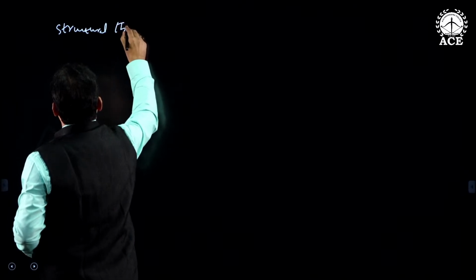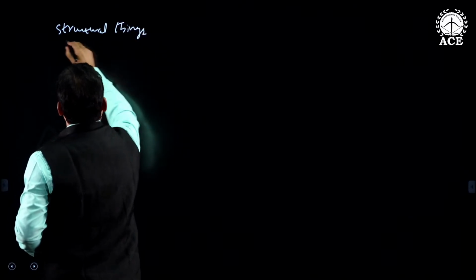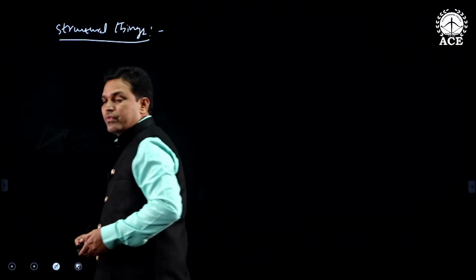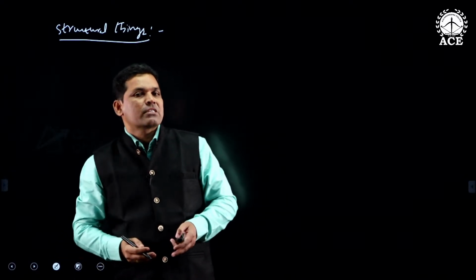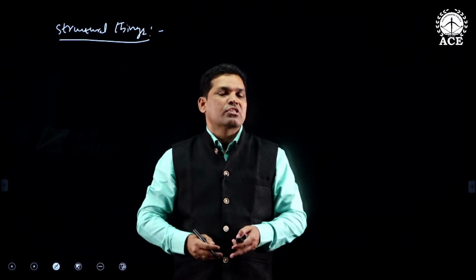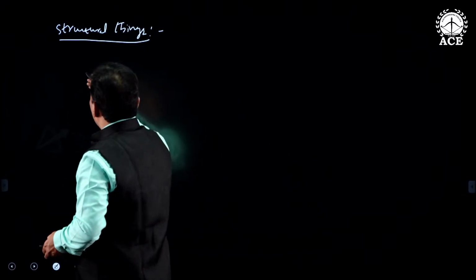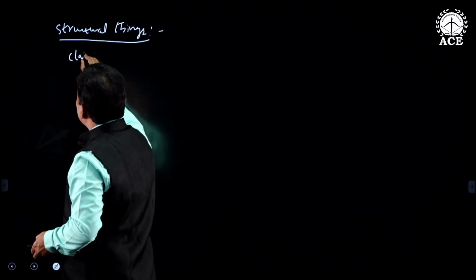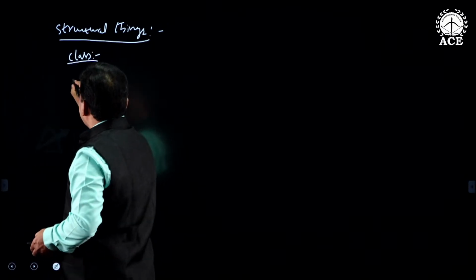Structural things in UML. So what are the things which come under structural things? First, the purpose of structural things is to model the static view of a software system. An example here is that class comes under one of the structural things.